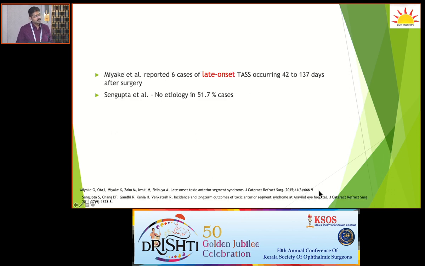One thing you should all know is that we tend to diagnose based on the onset of symptoms. So in the early period, we might diagnose it as TASS. TASS can even happen a little later, as a delayed presentation. Miyake and group have reported cases of late onset TASS, which occurred after about 42 to 137 days post-surgery. To look for a cause is very difficult, because Sengupta and group, from Arvind's study, found that no etiology could be found in about 52% of the cases.